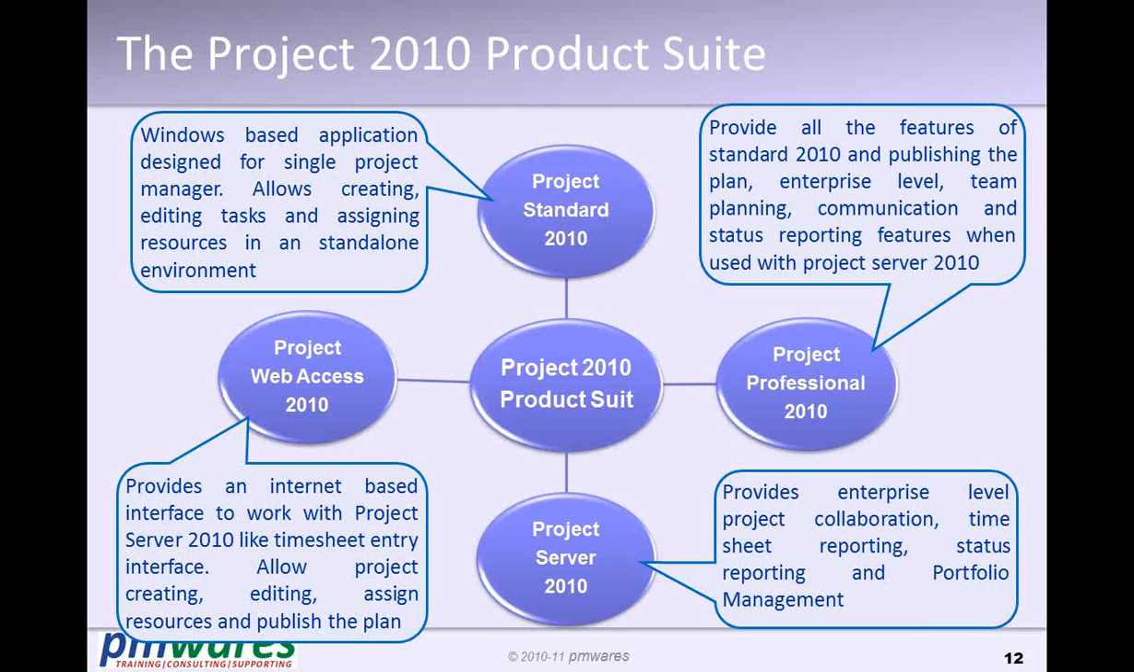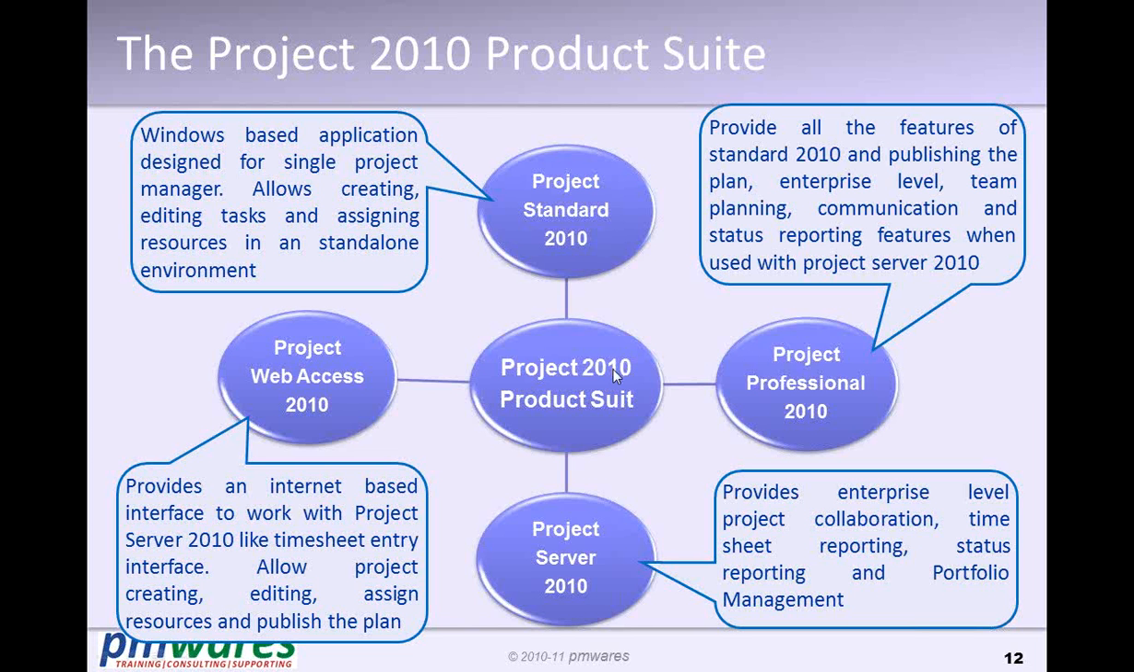So you publish the project plan, and depending upon the allocation, it will send out emails to all the team members about what is assigned to them. It gives a facility through the web access to submit the timesheet, which will go back through this to Project Professional to get the actual data, and you can actually measure actual versus plan.